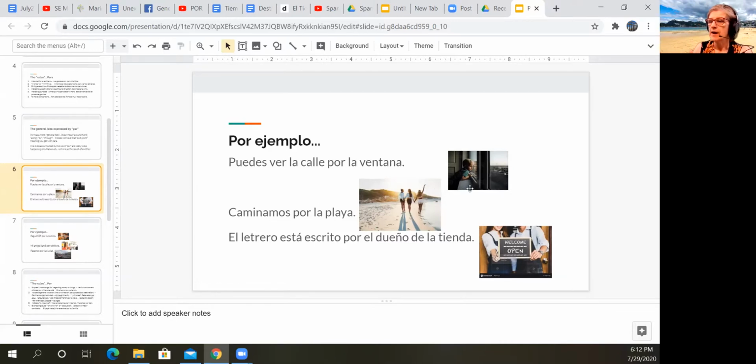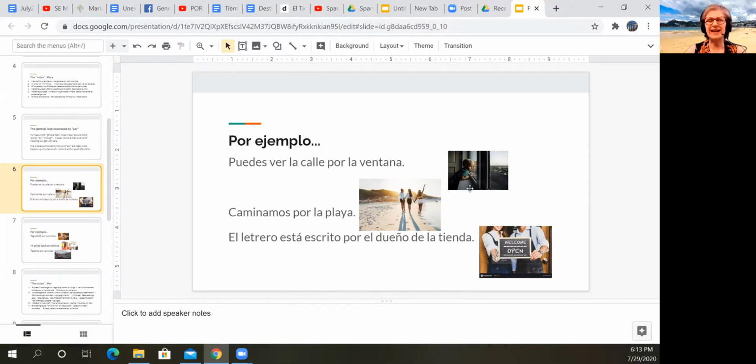Okay? Caminamos por la playa. We're walking not to the end destination of the beach, but por tells you we're walking along or through. Okay? So por has that kind of meandering feel. It doesn't say we're going to be at the beach and boom, we're sitting down here. We're saying we're walking along. Okay? And therefore definitely does not mean for at all.